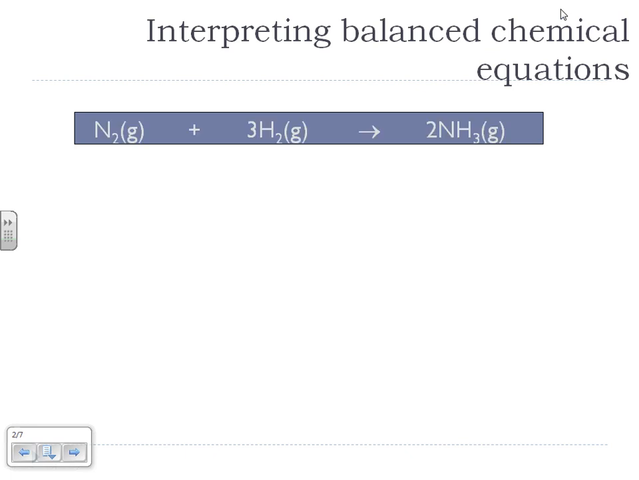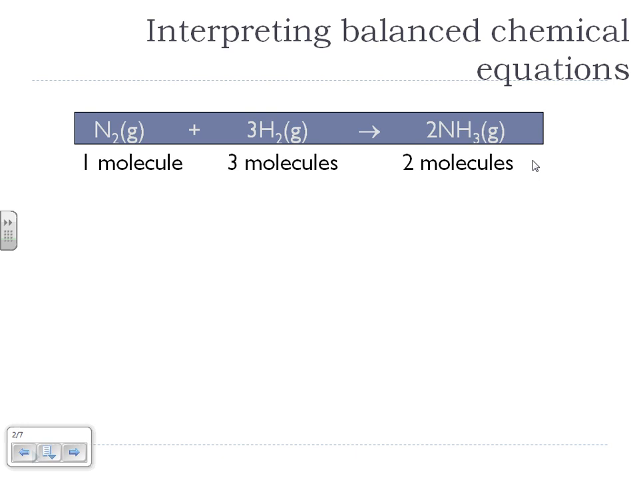So here is a balanced chemical equation. I've got nitrogen gas and hydrogen gas making ammonia gas. And when I count up my atoms on both sides of the reaction, I balance it out by putting a 1 or nothing in front of the nitrogen, a 3 in front of the hydrogen, and a 2 in front of the ammonia. So what does that mean? Basically, that means that if I have 1 molecule of nitrogen and 3 molecules of hydrogen, it will react and make 2 molecules of your ammonia.